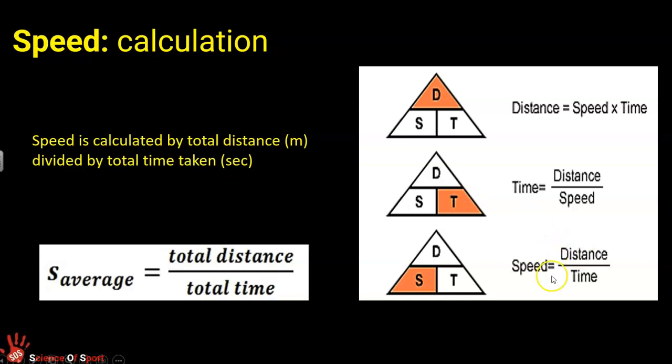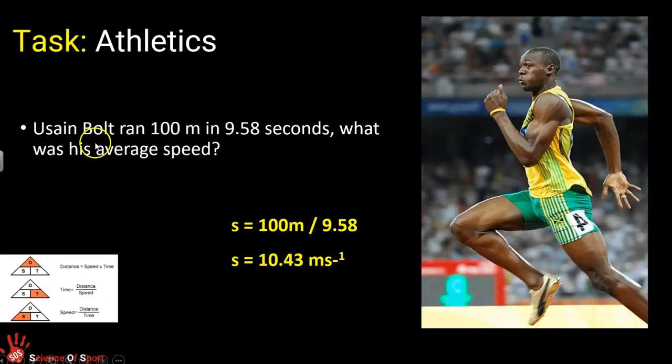So speed is distance over time. This sort of triangular formula is quite useful for some of the calculations you may need to do, but we want distance over time. This is distance travelled over time. So speed is distance over time. Nice and easy. Usain Bolt, as an example, ran 100 meters in 9.58 seconds. What was his average speed? We do distance over time, 100 over 9.58, and that gives us 10.43 meters per second as his average speed over that 100 meters.